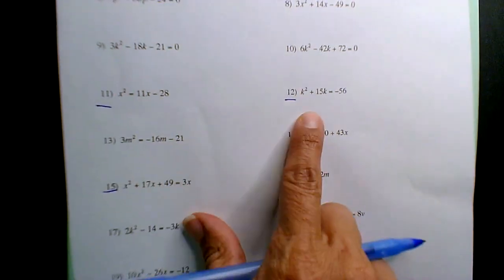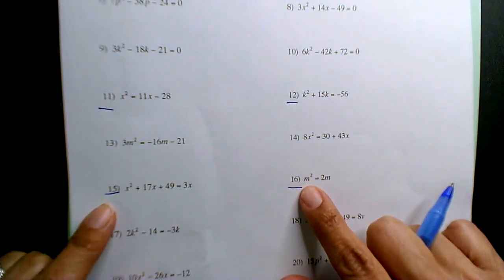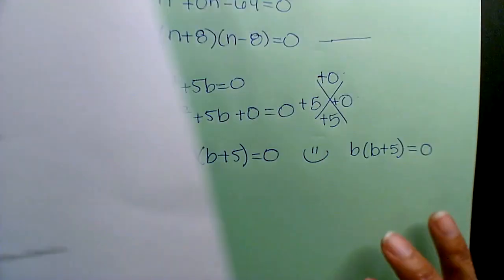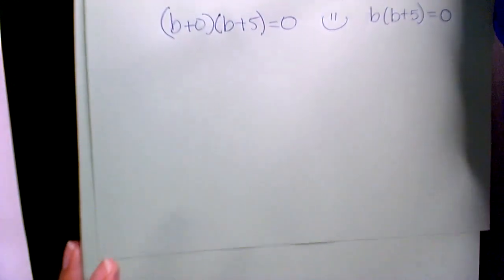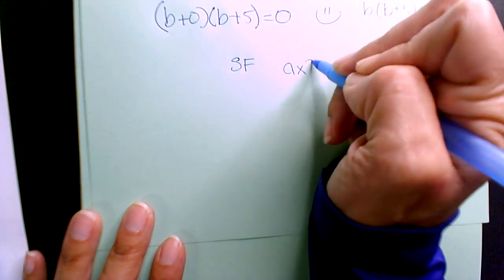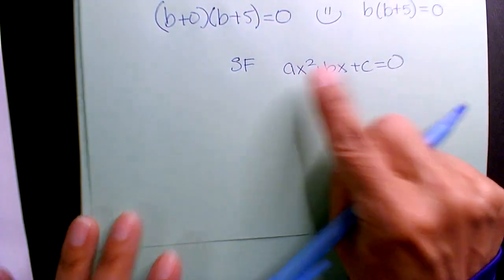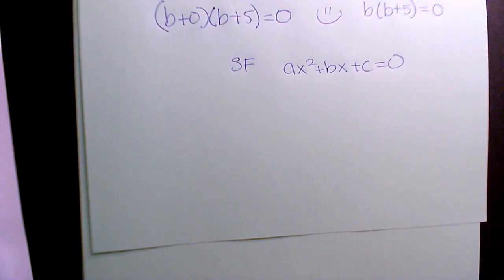All right, 11, 12, 15, and 16, they are not in standard form. Remember, standard form looks like ax squared plus bx plus c equals 0, or 0 is on the other side. It doesn't matter. Tomato, tomato, right? Okay, it's a symmetric property.